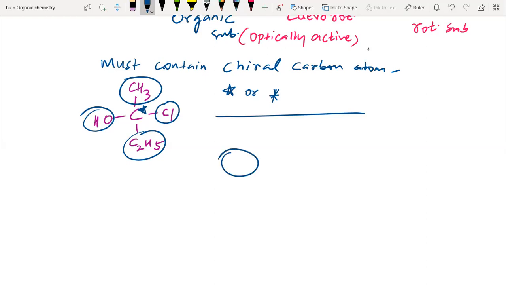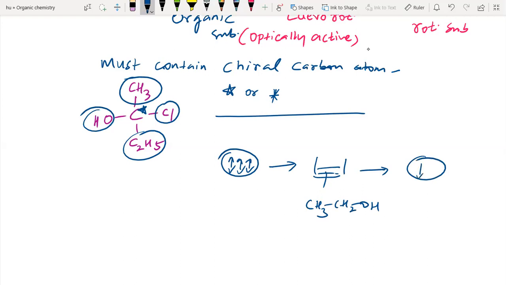For example, if plane polarized light is passed through ethanol, CH3CH2OH, ethanol cannot rotate the plane of plane polarized light. Now we'll just see this by the picture diagram here. No rotation. And that's why it is said that alcohol is optically inactive. And why does this alcohol not rotate this plane? Because it does not contain chiral carbon atom.